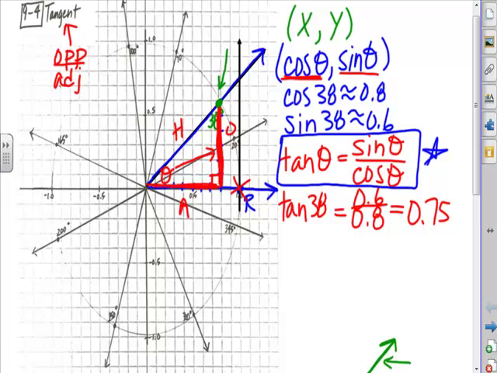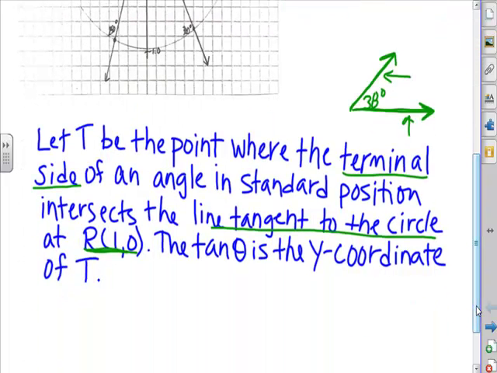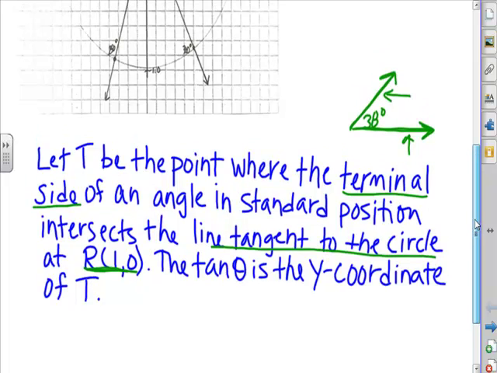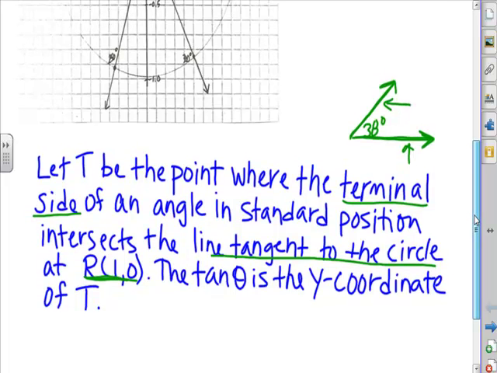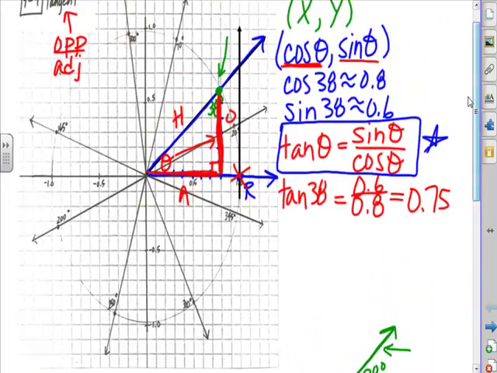So according to this mumbo jumbo here, let T be the point where the terminal side of an angle, standard position, intersects the line tangent to the circle at (1, 0). The tangent of theta is the y-coordinate of T. So T then is this point right here.